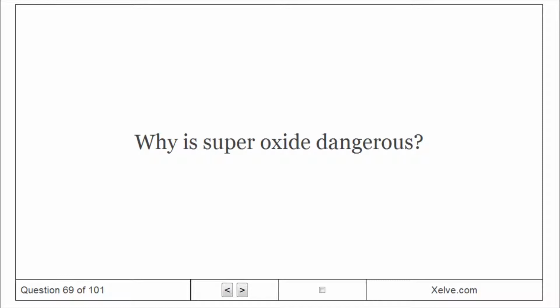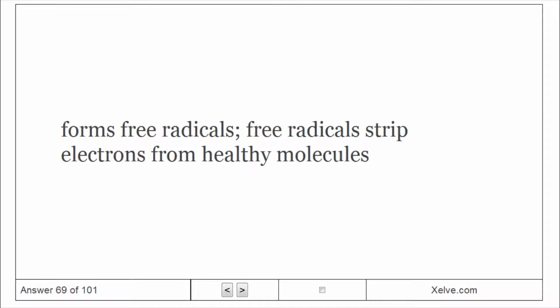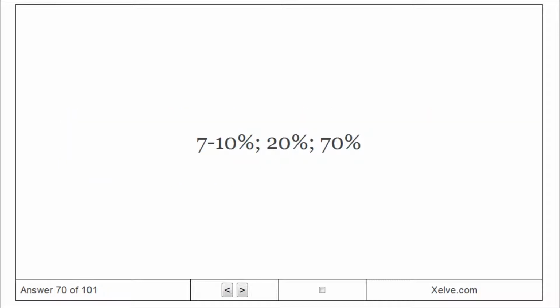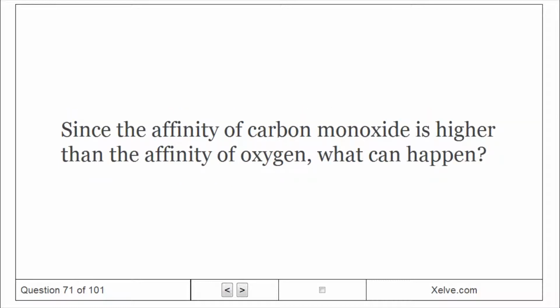Why is superoxide dangerous? Forms free radicals. Free radicals strip electrons from healthy molecules. How much CO2 dissolves in the plasma, is bound to the hemoglobin, is a bicarbonate ion in plasma? HCO3. 7 to 10%, 20%, 70%.